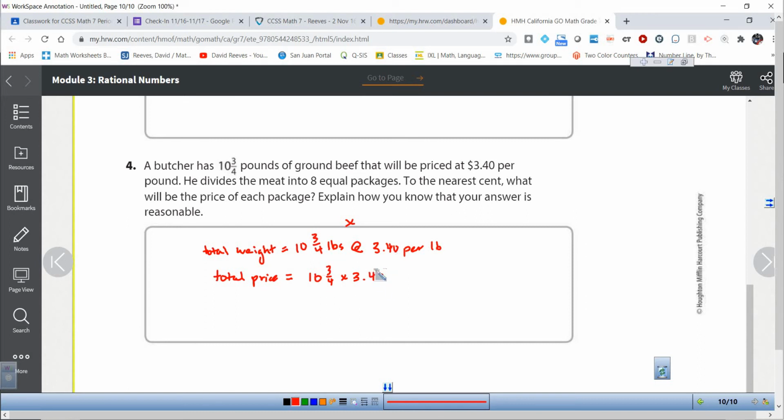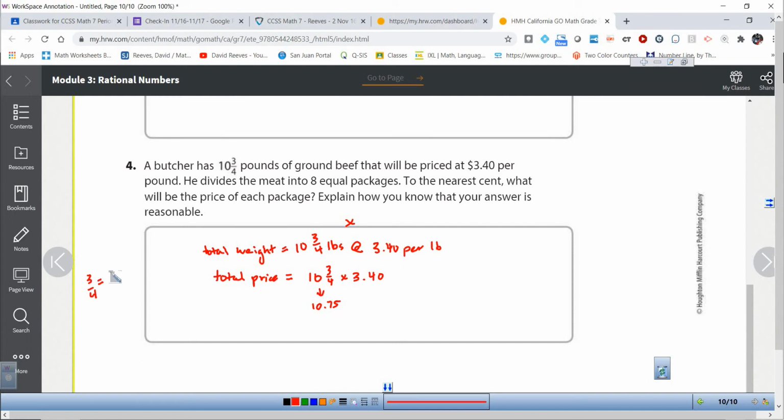We can change both of these to improper fractions and we can multiply. We could change this to a mixed number and we can multiply. Or we can make them both decimals and we can multiply. I really think the easiest thing to do, let's just make this a decimal. Do you guys agree that 10 3/4 is the same as 10.75? I sure hope you do.